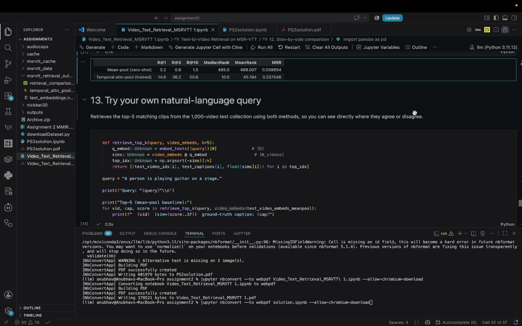And qualitatively, for a query, a person is playing guitar on a stage, the baseline returns cartoon clips, while the temporal model returns bands, instruments, and stage performances. It's clear the cartoon clips are way unrelated compared to the temporal one, which gives more interpretable results. It is more improvement than the baseline one.